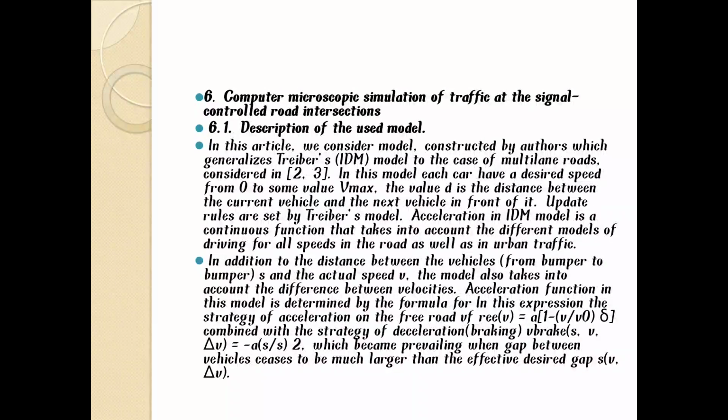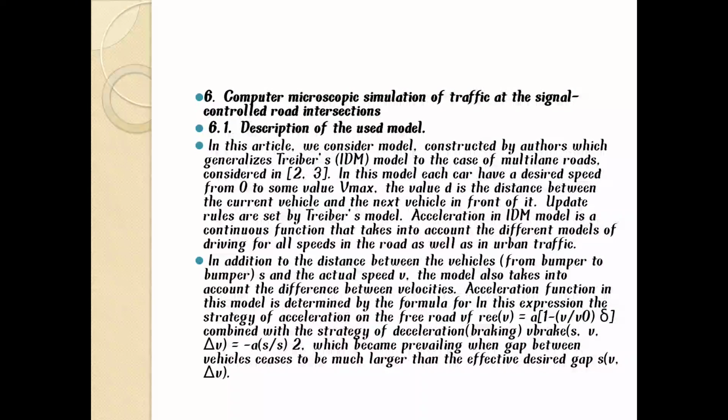Description of the used model. In this article, we are considering a model constructed by the authors which generalizes Treiber's model to the case of multi-lane roads. In the model, each car will have a desired speed from 0 to some value V max. The value d is the distance between the current vehicle and the next vehicle in front of it. Update rules are set by Treiber's model.